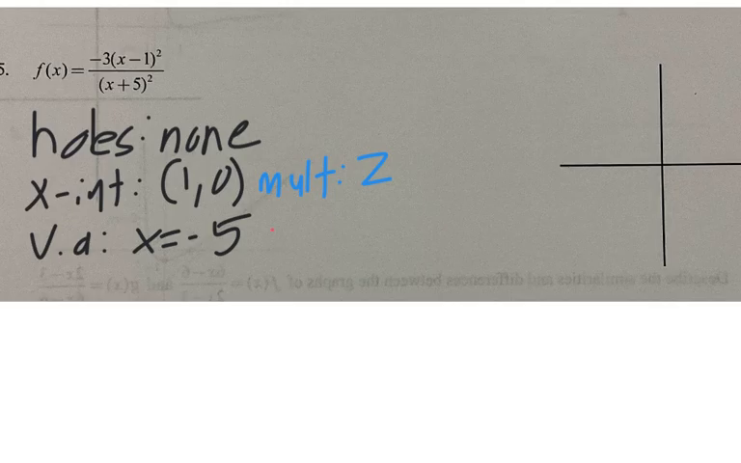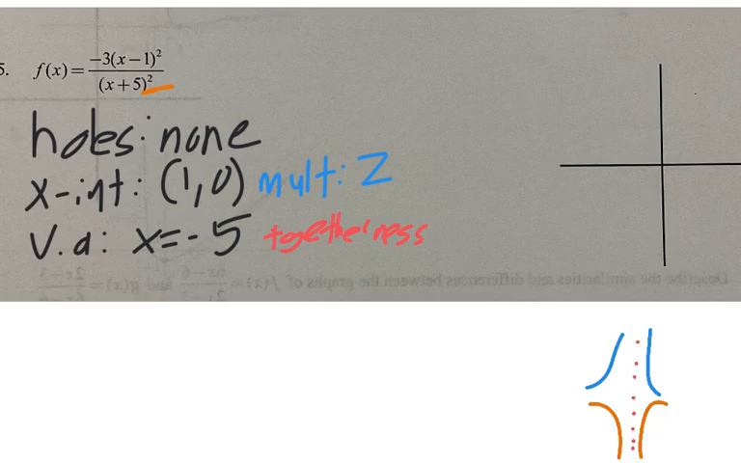It's going to have togetherness. What does that mean? That means when I draw my vertical asymptote, on either side they're either going to both go up or both go down. I have togetherness at the vertical asymptote. How can you tell? Because the multiplicity of that factor is even. If it's even, it's going to have togetherness. That's correct.